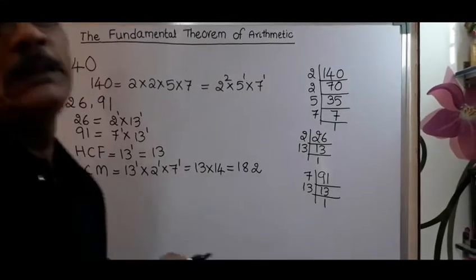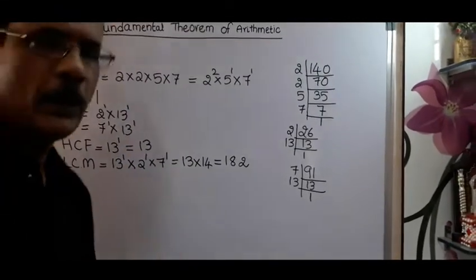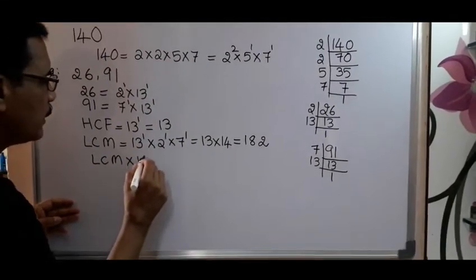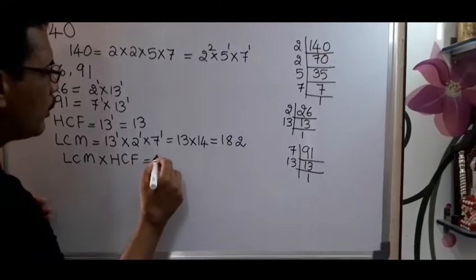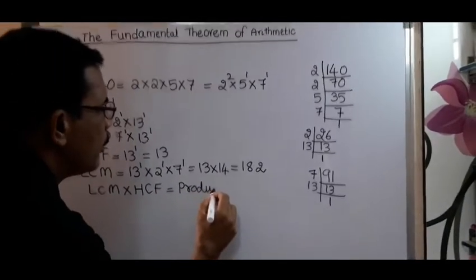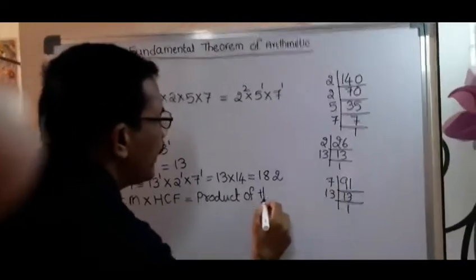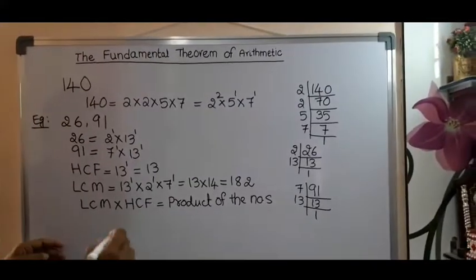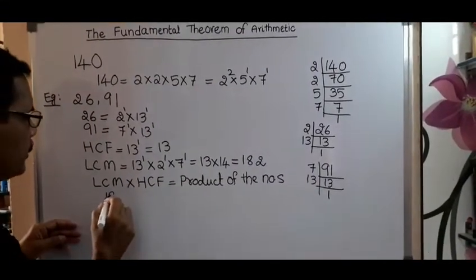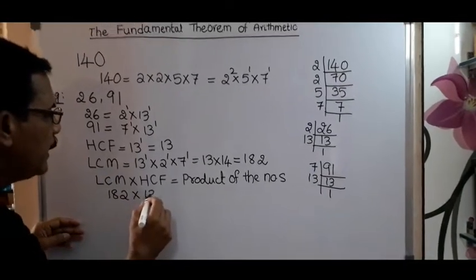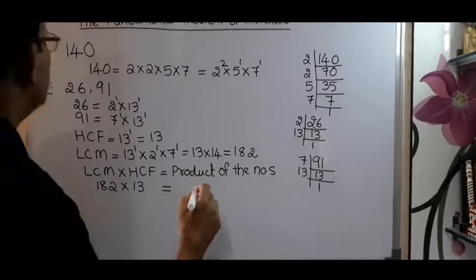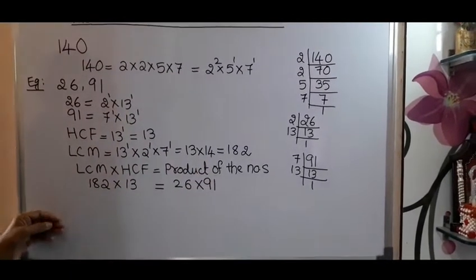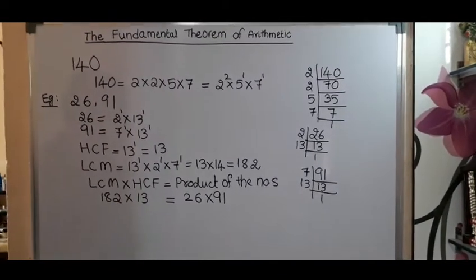In lower classes we learned the relation between LCM and HCF of 2 numbers, that is LCM into HCF is equal to the product of the numbers. Let us verify this relationship for this problem. Here LCM is 182, HCF is 13, and the product of the numbers is 26 and 91. Let us find the product on both sides, whether these are equal or not.